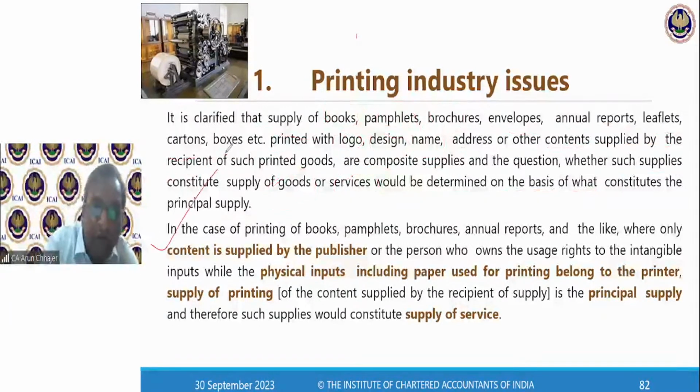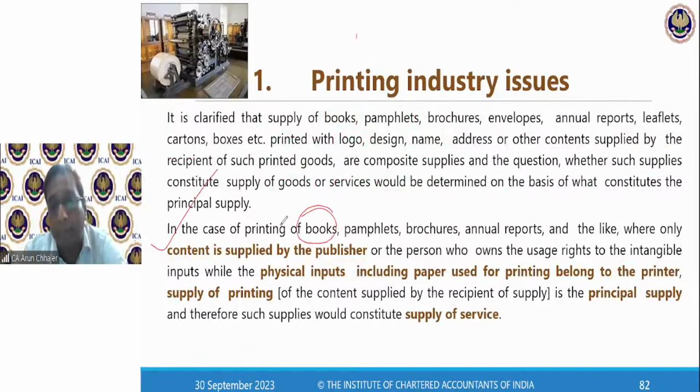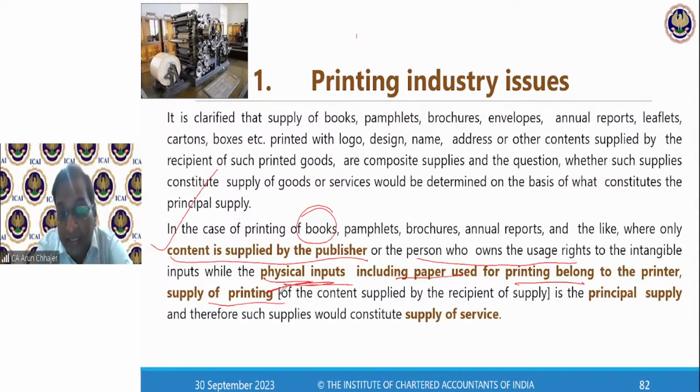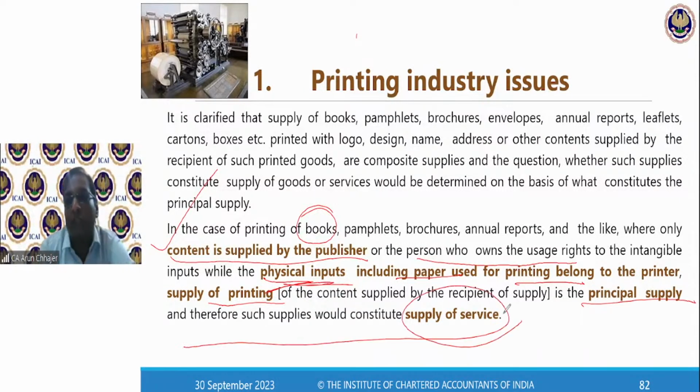They have given two scenarios. In the case of printing books, pamphlets, annual reports, where the content is supplied by the publisher or the person who owns the right to use the intangible input, while the physical input, including paper used for printing, belongs to the printer, it is a supply of printing of the content supplied by the recipient as the principal supply, and therefore such supply would constitute a supply of service.